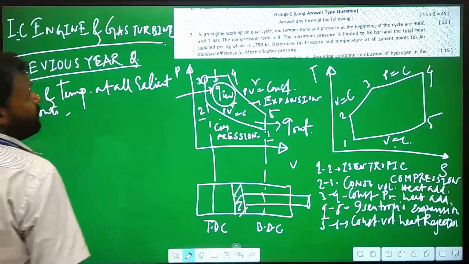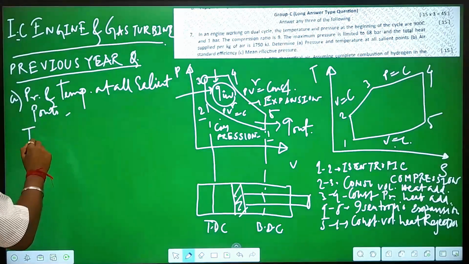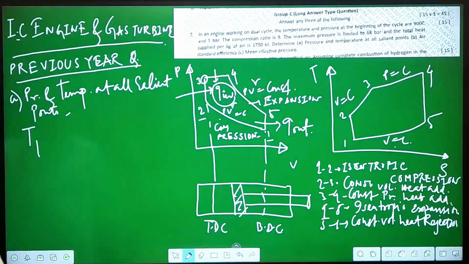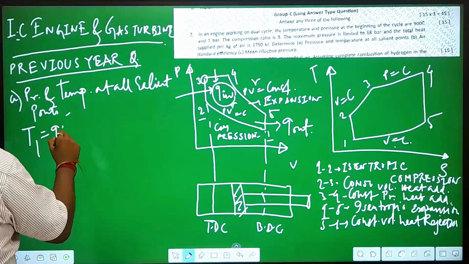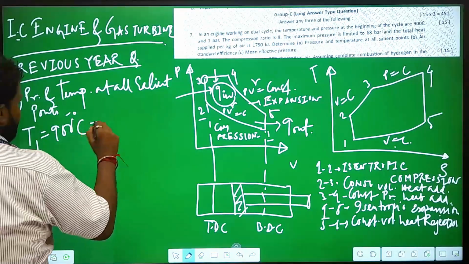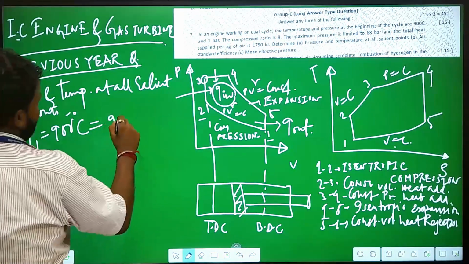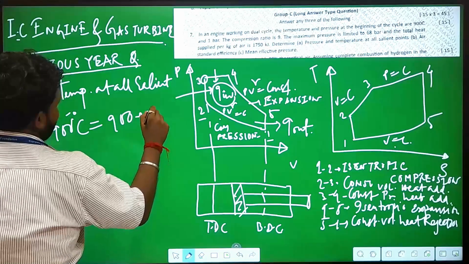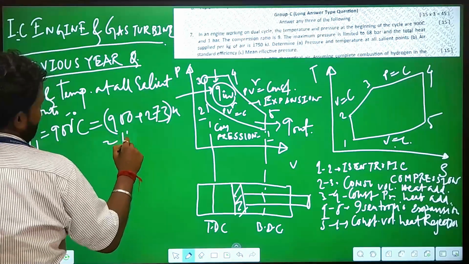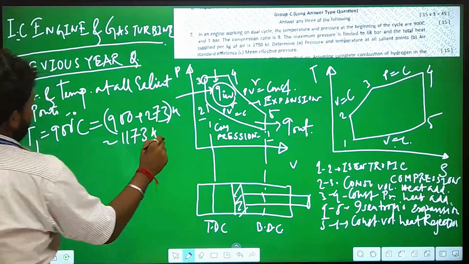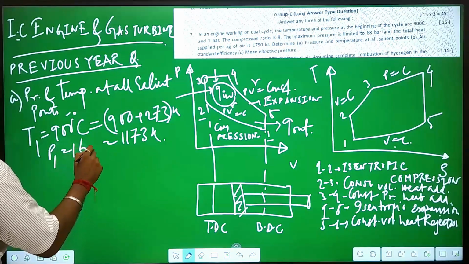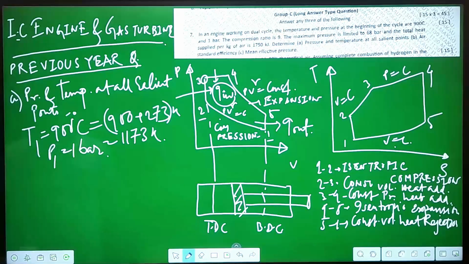From the given data we can write that at point 1, the starting of the cycle, T1 is 900 degrees centigrade. That means 900 plus 273, which is 1173 Kelvin, and P1 is 1 bar.